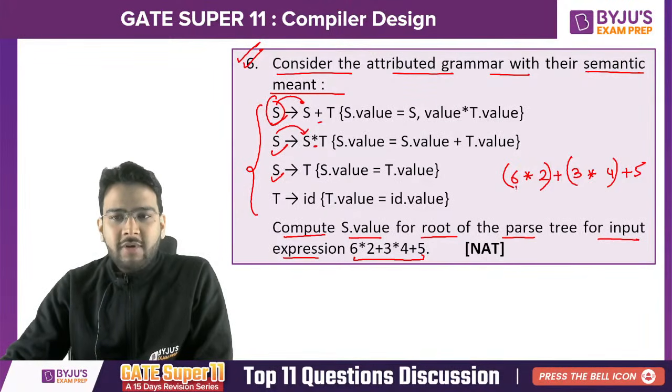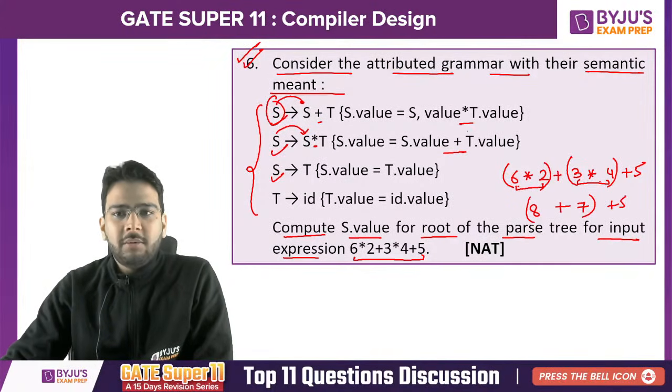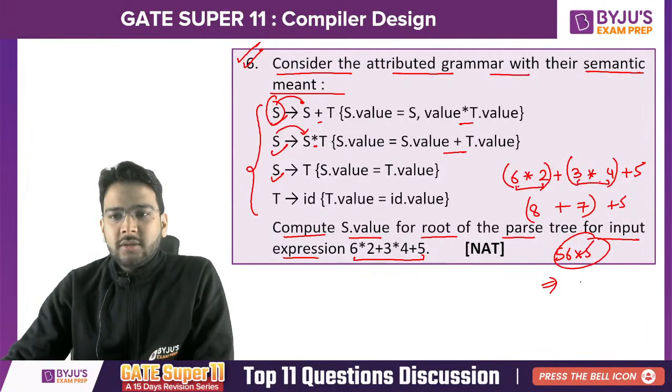See, first we can evaluate 6 star 2. Clear? So what do you get? 6 star 2, basically we are adding it, so 6 plus 2, it is 8. 3 star 4, what we are doing here, we are adding again, so that is 7. Then 5, left associative, 8 plus 7, so here you are multiplying, so 8 times 7 is 56, multiply by 5, what do you get? So you will be getting 280 as the answer.